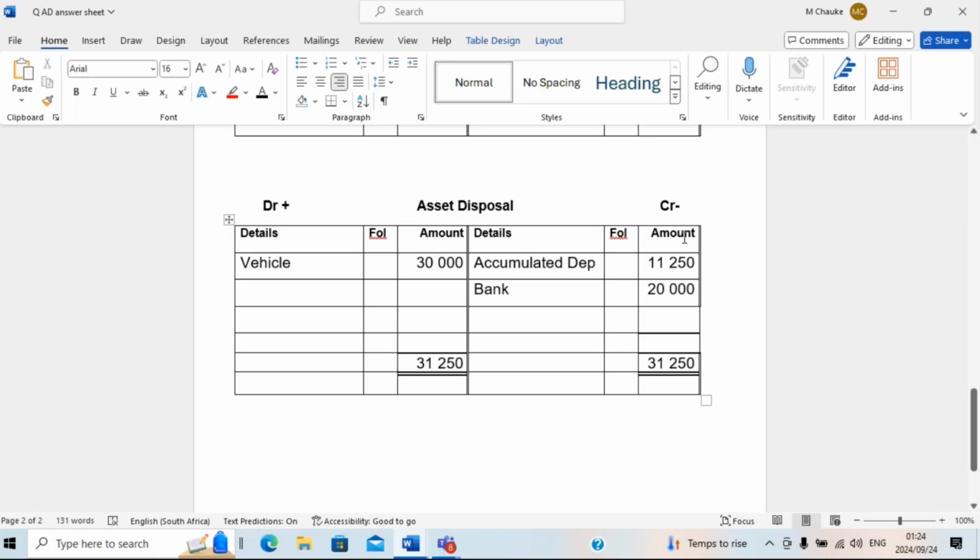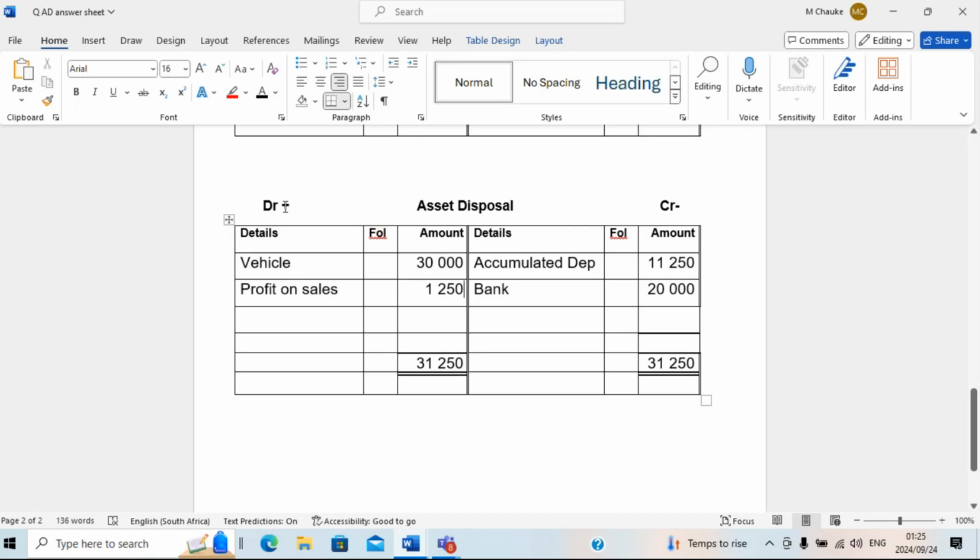So when we prepare the asset disposal, we want to check after selling this vehicle, did we make a profit or loss? If the credit side is bigger than the debit side, like now, we made a profit. So we're going to say profit on sales. Profit on sales is going to be the difference between 30,000 and 31,250, which is 1,250, right? Then that is our asset disposal.